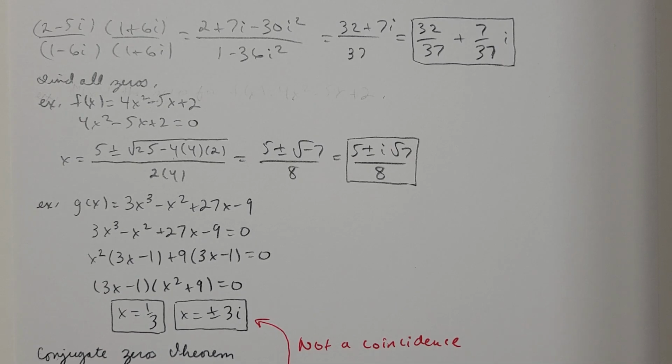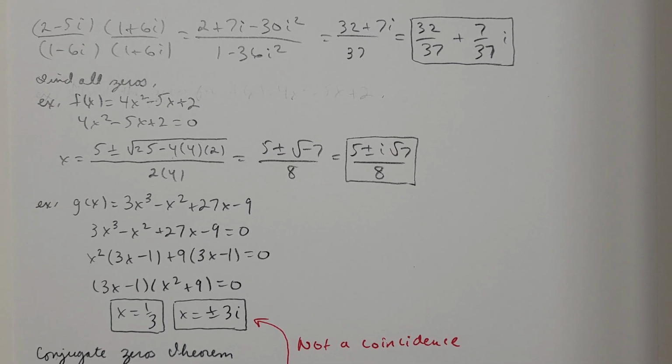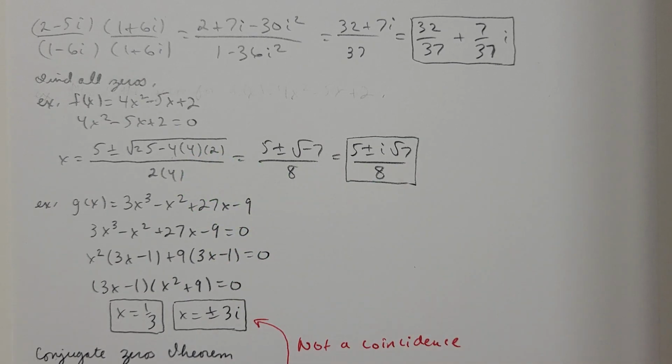Let's take a look at these problems next. We're going to find all the zeros. Okay, so f of x equals 4x squared minus 5x plus 2. That's a quadratic. And if I set that equal to 0, that's not going to factor nicely, no matter what I try there. And so I'll use the quadratic formula.